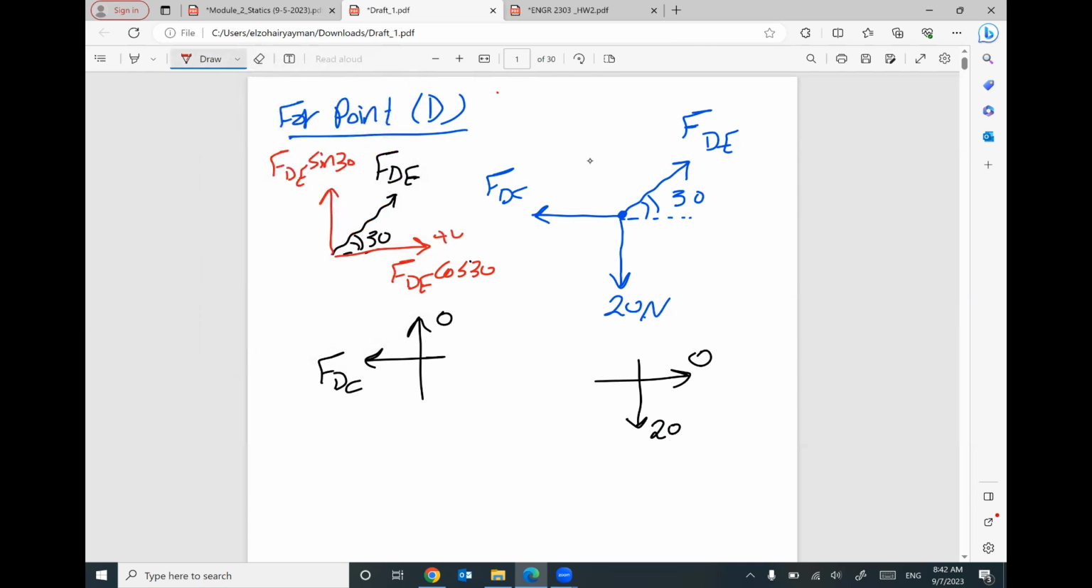So this value is positive in X. This value is positive in Y. This value is negative in X. This one is 0 in X. This one is negative in Y.